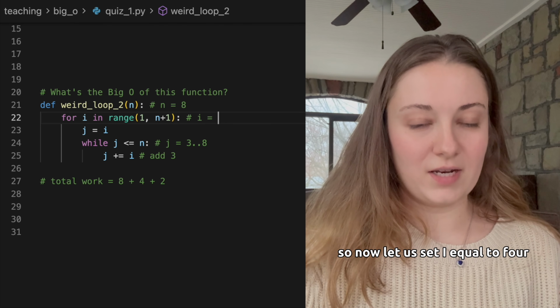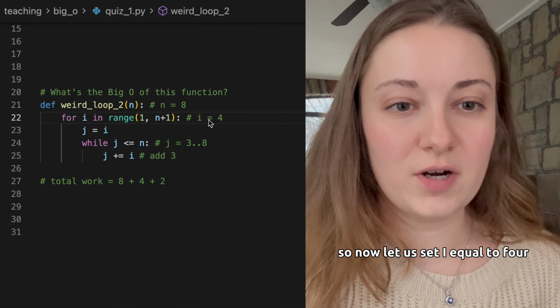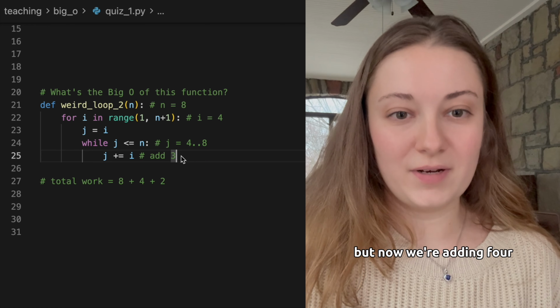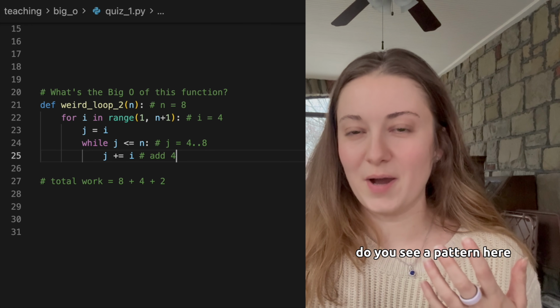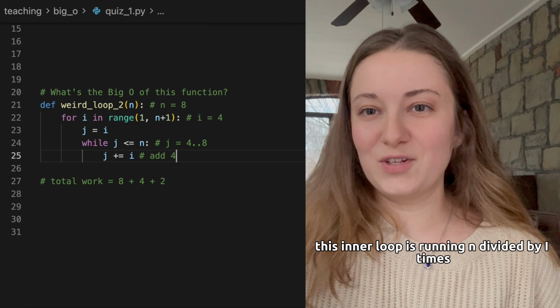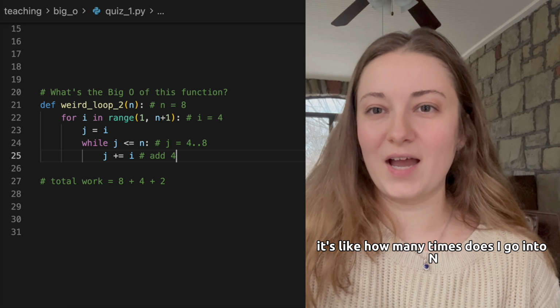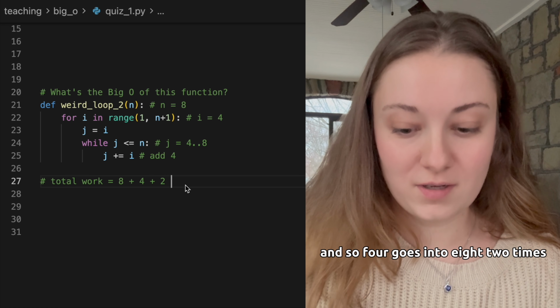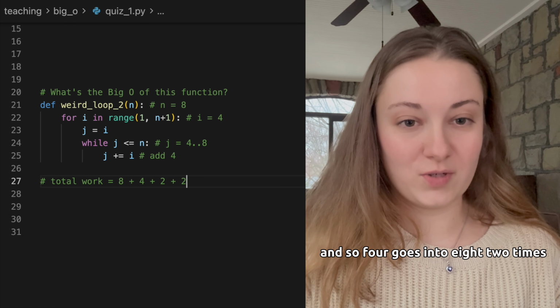Now let us set i equal to 4. So j is equal to 4, and j goes from 4 to 8. But now we're adding 4. Do you see a pattern here? Basically, this inner loop is running n divided by i times. It's like, how many times does i go into n? And so 4 goes into 8 2 times.